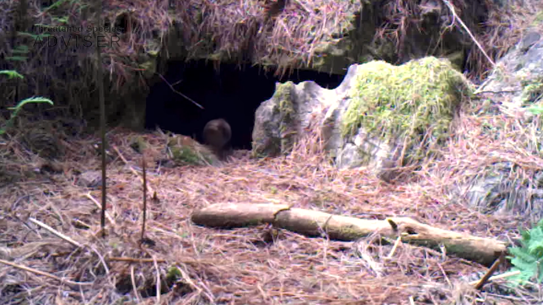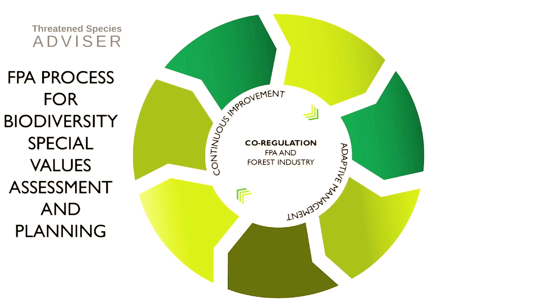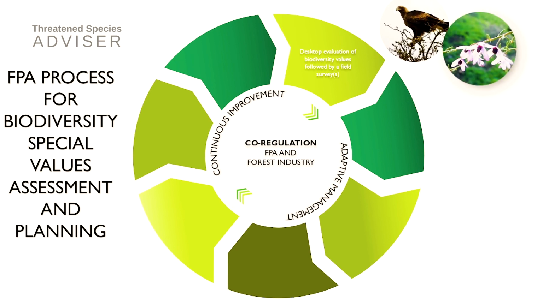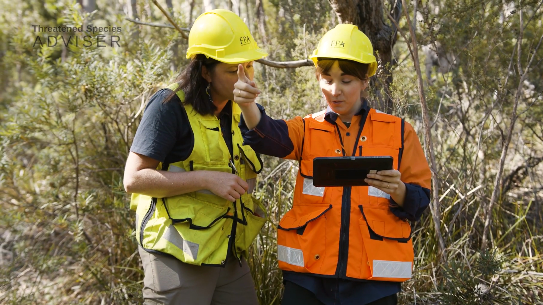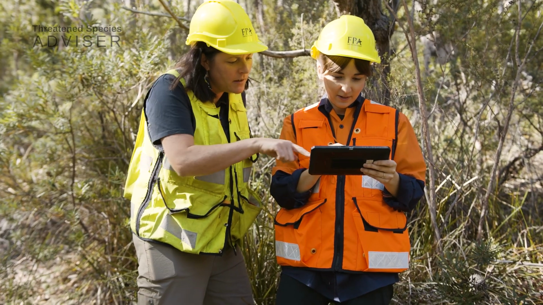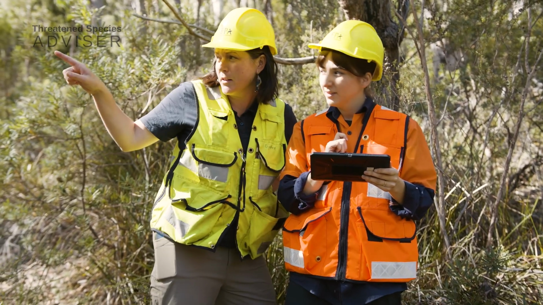It sits in the biodiversity part of the suite of special values assessments that all planners must carry out when planning forest practices. The process for biodiversity special values assessment and planning starts with a desktop evaluation. This is where we get an idea of what biodiversity values we might have on ground in our planning area. The desktop evaluation will give us a list of the species that are or might be in our area and the habitats that those species usually occur in.